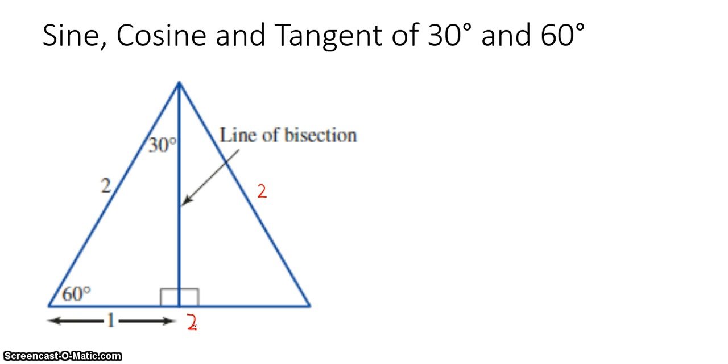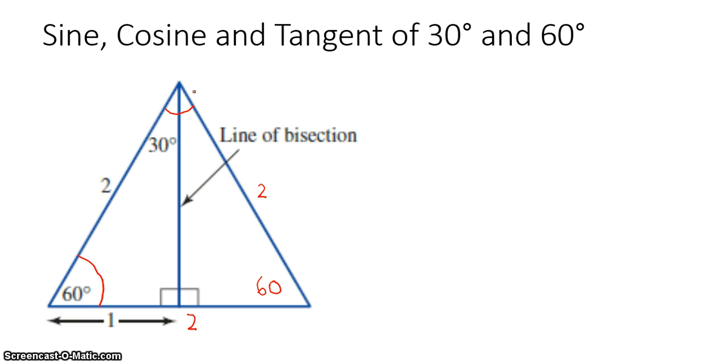If all three angles in the triangle are the same, and we can see that this angle here is equal to 60 degrees, then the other base angle over here will also be equal to 60, and our angle at the apex of the triangle will also be equal to 60.